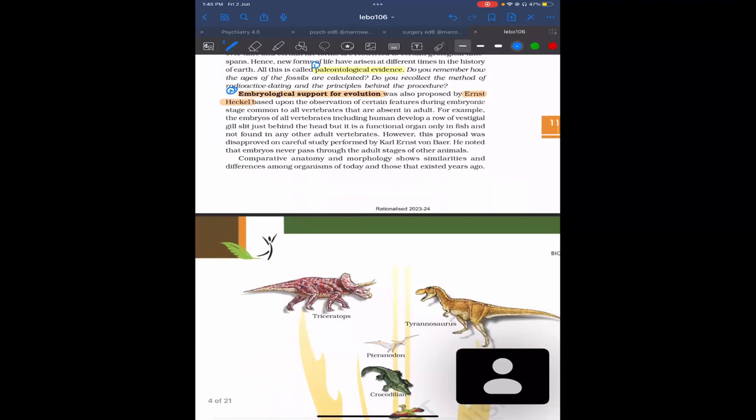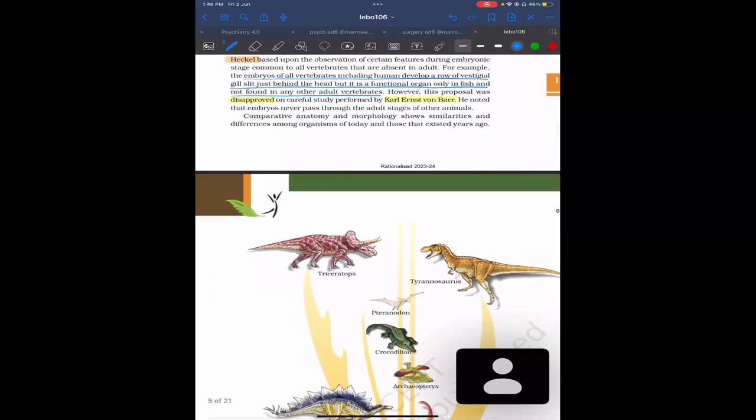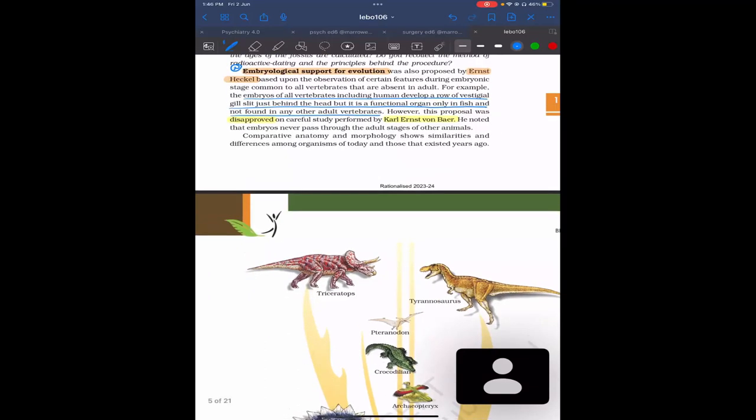However, this proposal was disapproved by Carl Ernst von Weber. What Ernst Haeckel said was that the embryos of all the vertebrates, including humans, develop a row of vestigial gill slits just behind the head, but it is functional only in fish and not found in any adult vertebrate. Now this was disapproved by Carl Ernst von Weber. So this is the third name we need to learn here.